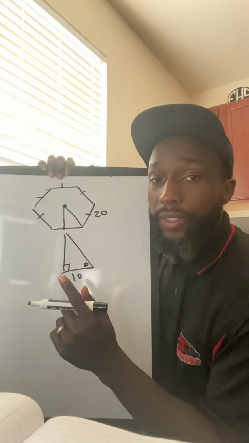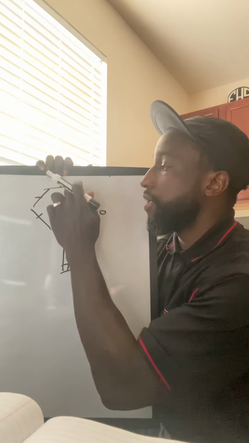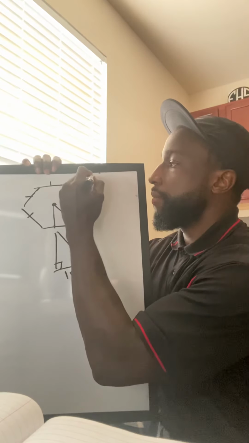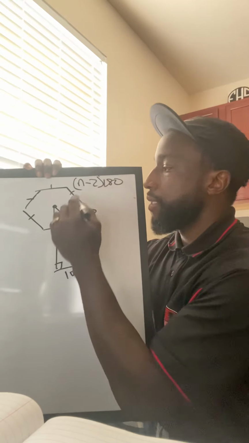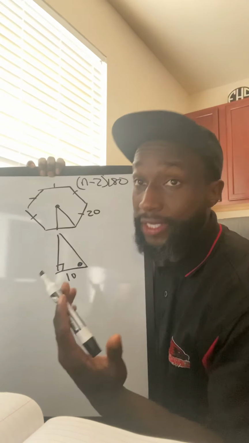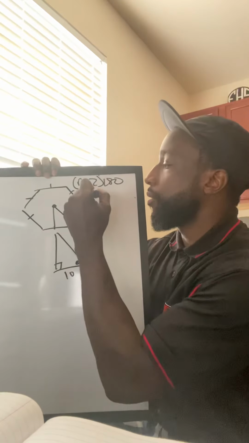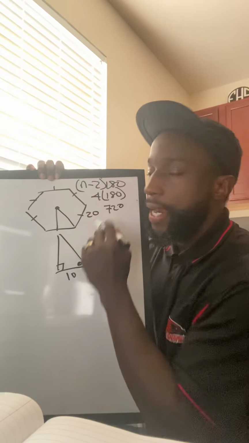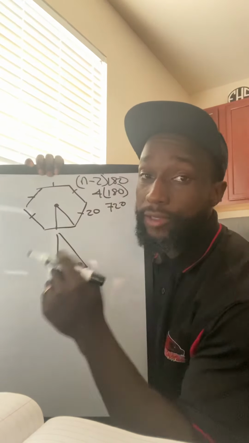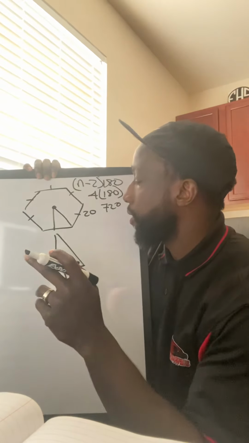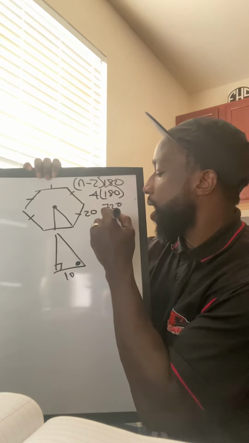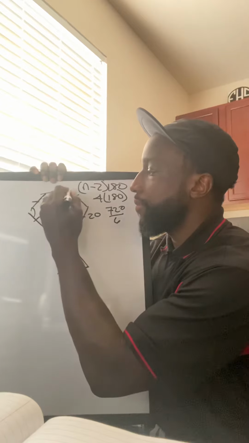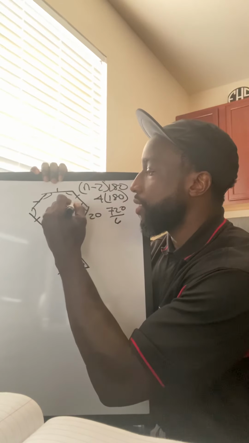The next thing we need to do is find the measure of the interior angles. We use this formula: n minus 2 times 180, n being the number of sides. We have 6 sides, minus 2 is 4, so 4 times 180 gives us 720. 720 is the measure of all of these angles added together. So you divide 720 by the number of sides, n, to get the measure of each angle. When you divide 720 by 6, each angle turns out to be 120 degrees.